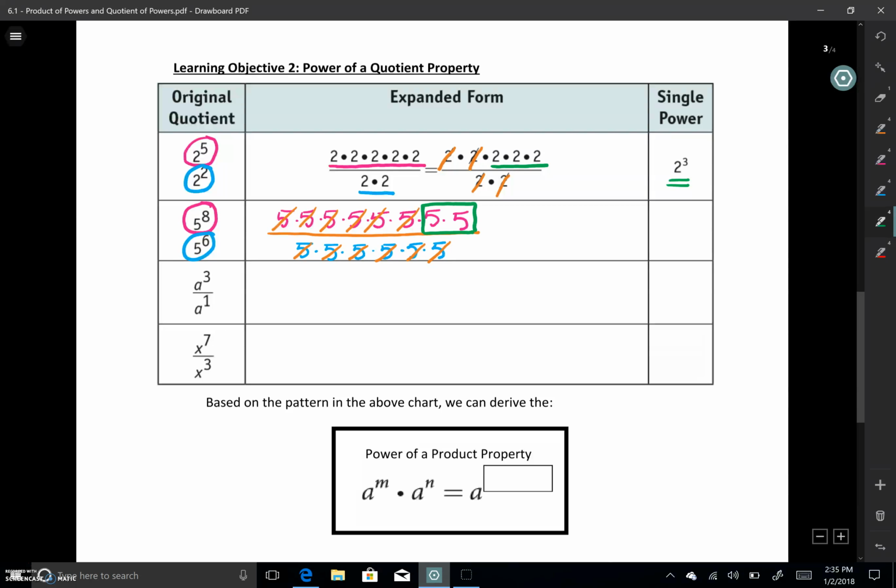5 times itself twice. My base is 5. My exponent is 2. So 5 squared. At this time, I would also like you to pause the video, fill out the last 2 lines, and when you're ready, come back and we'll figure out if you got them right or not.